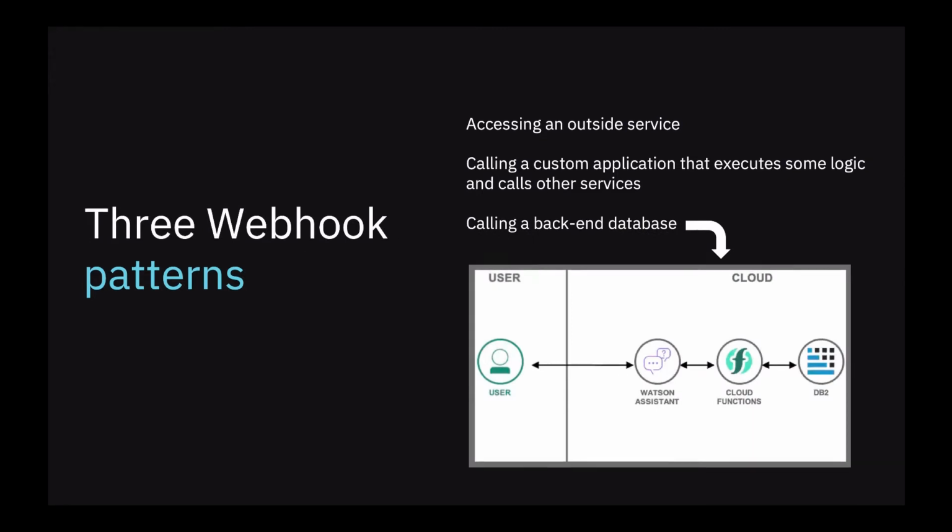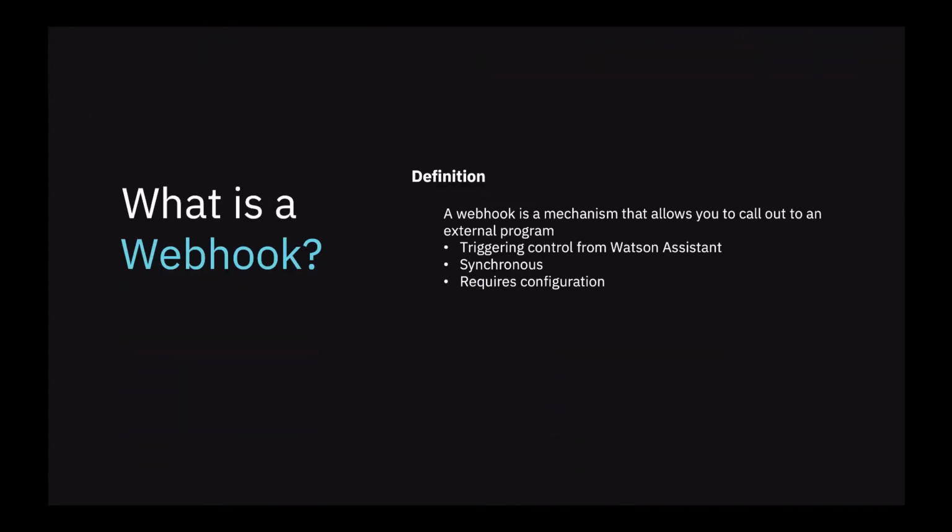Before I launch into all this, what is a webhook? A webhook is the mechanism that allows you to call out to an external program from Watson Assistant based on events in your dialog. That means you have complete control over the triggering and conditions by which the webhook gets invoked. If you combine that with cloud functions, which are serverless and not running when they're not in use, you can create capabilities that are extremely austere from a cost standpoint.